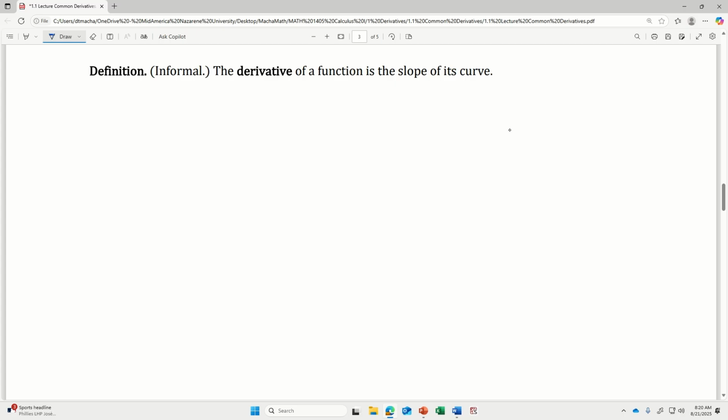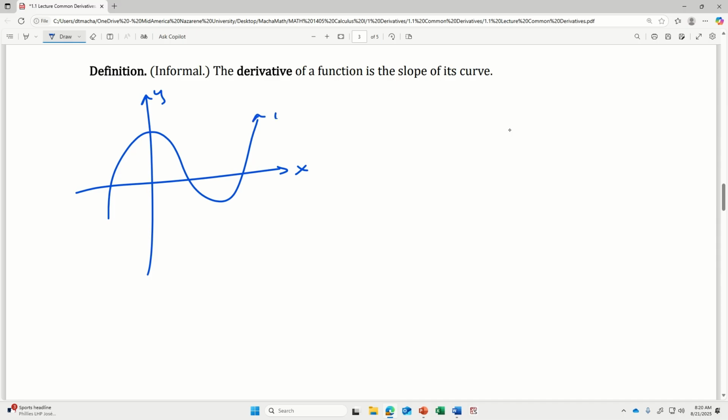So again, I've got an xy plane, and some curve here is going to represent y equals a function of x. And if I take the derivative of that function, that's going to tell me about the slope of the curve at every point along the curve.